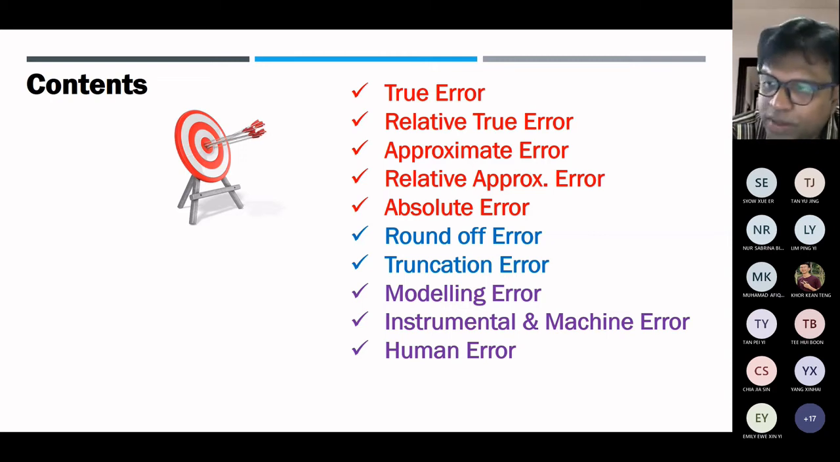Human error is very common. We cannot avoid it, so it always happens. Human error happens everywhere, in every thing. One example is what happened last week. That was a human error as well. So that is the human error which we have to look into.